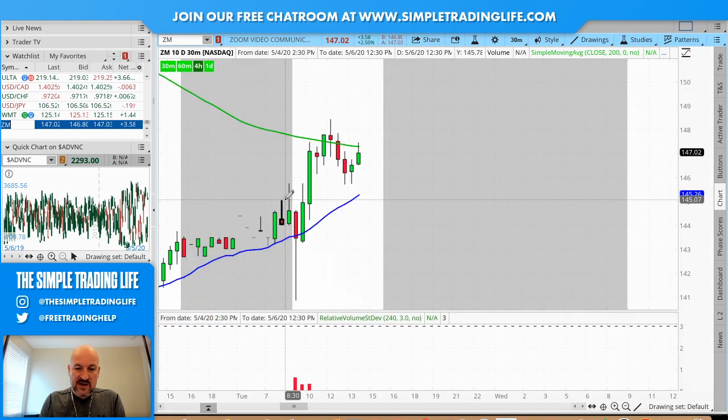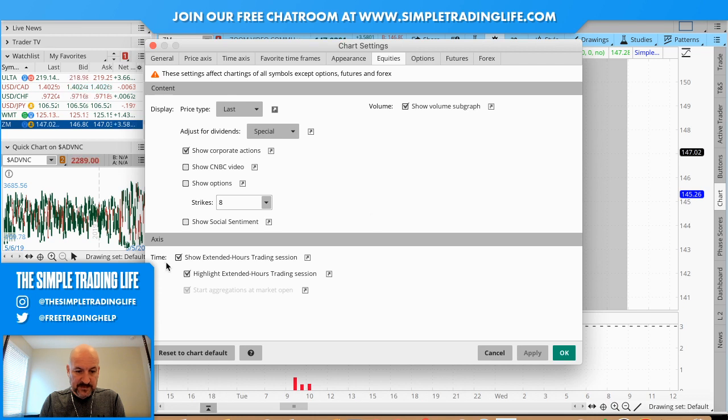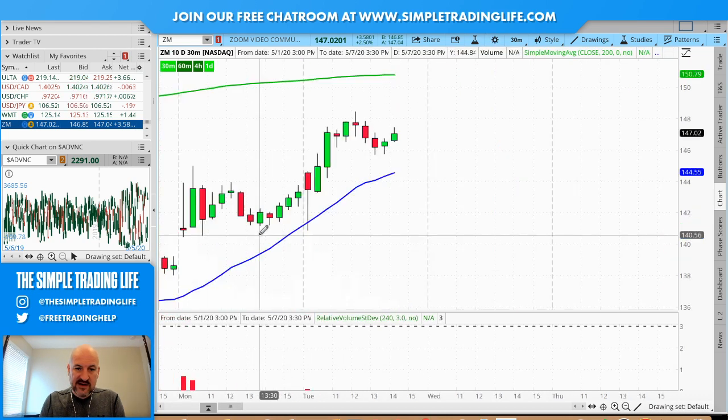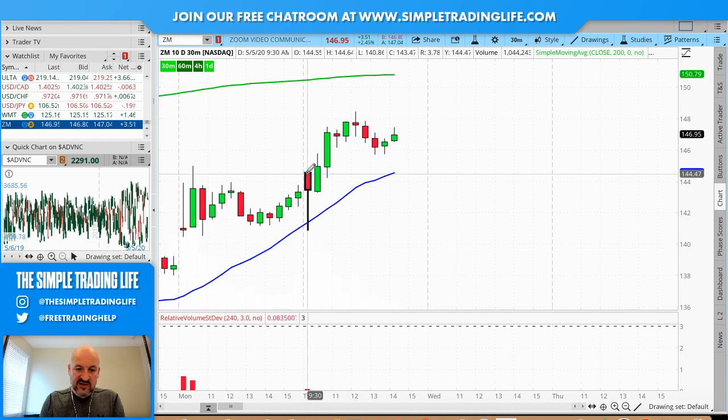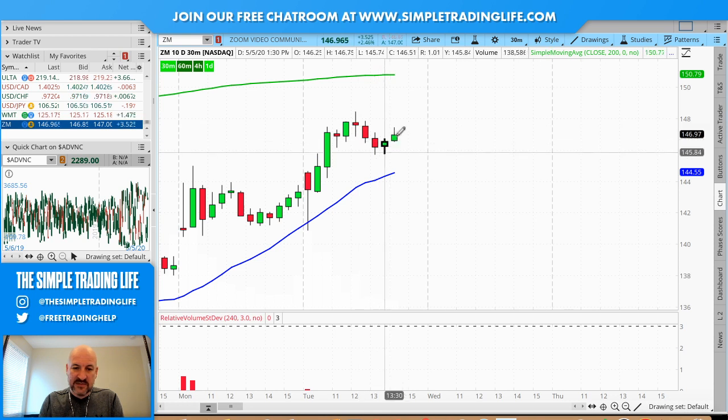Okay, here's Zoom. And let me turn off the pre-market. I always have that on when I'm doing work, but it's a little distracting during the day, so let me turn it off. Okay, here is Zoom. Zoom gapped up, sold off back to the 20, came back, and then had a nice move up until noon. Right up here, it formed this spinning top, and then it kind of sold off, and now it's catching a little bit of a bounce here.